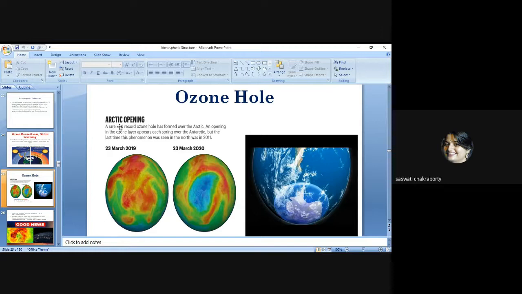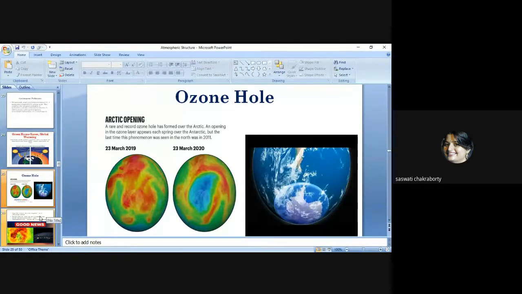Recently it has been found that, we all have read that there was a hole created over the Antarctic in the South Pole, but there was news from NASA that in the Arctic, the North Pole, a hole has also been created. So see, here was the hole, and this is the data of 23rd March 2020. See, the hole has been created over the Arctic. This is the NASA photograph.